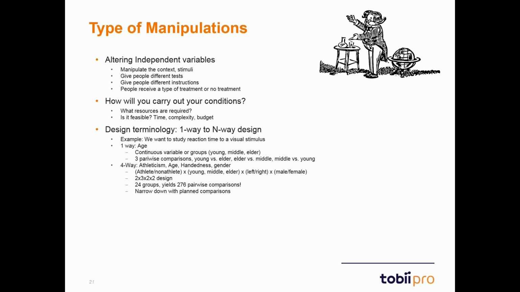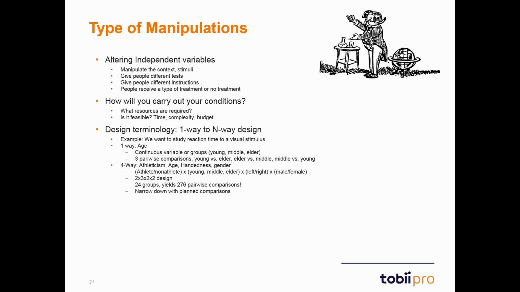Now, just to illustrate how sometimes the complexity of experimental design can balloon, and this is why it's always good to think about these things beforehand in terms of how feasible is it, is this example here with a four-way design. So say we're still interested in reaction time, but now we're going to take into account athleticism, age, handedness, and gender. So now this in the nomenclature would be considered a 2 by 3 by 2 by 2 design.